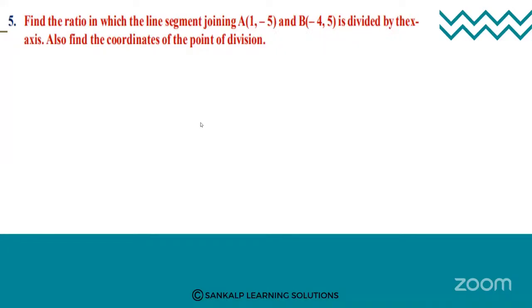Find the ratio in which the line segment joining A (1, -5) and B (-4, 5) is divided by the x-axis. Also find the coordinates of the point of division. So here they have mentioned x-axis, right, which is divided by the x-axis.